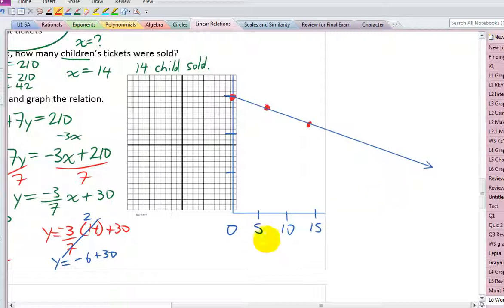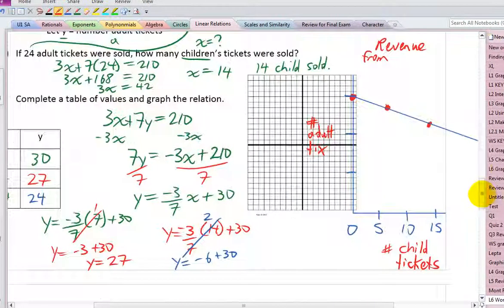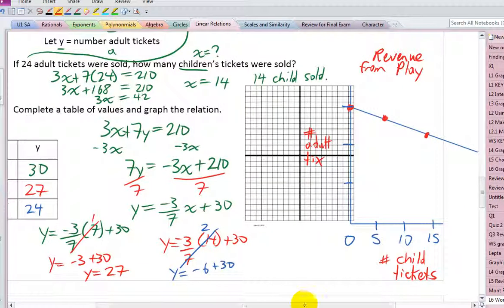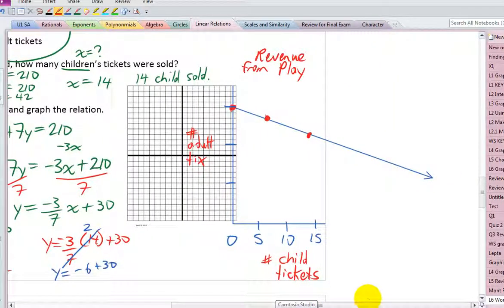Good. This will be the number of child tickets. This here will be the number of adult tickets. And a title for the top could be revenue from the play. Okay. There we go. Any questions?